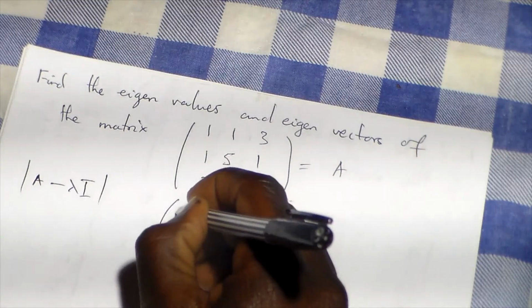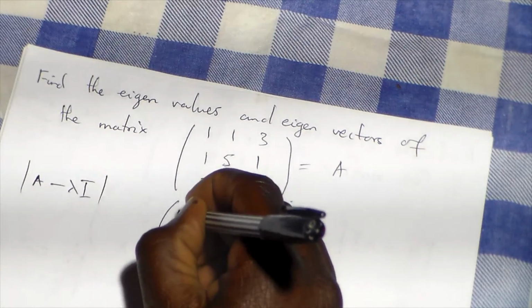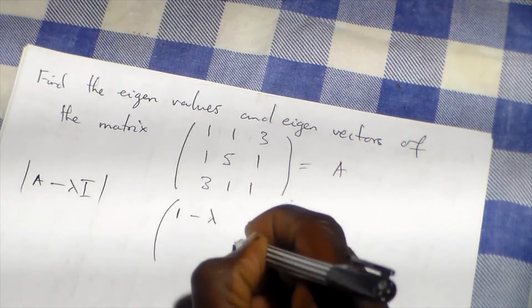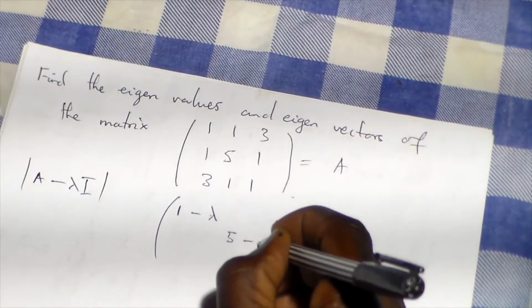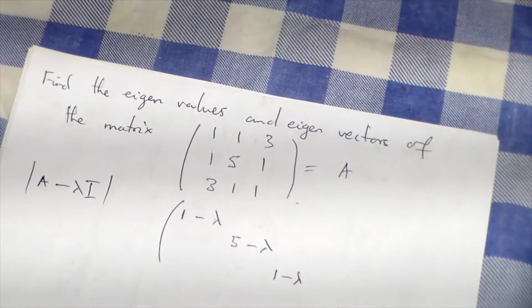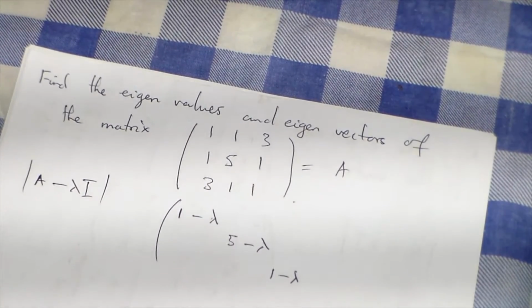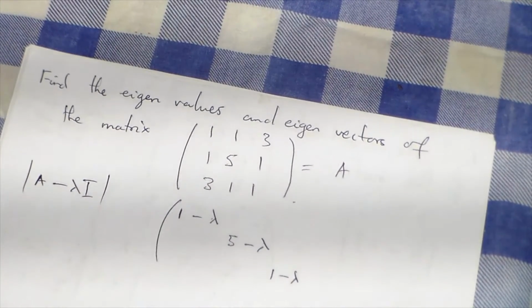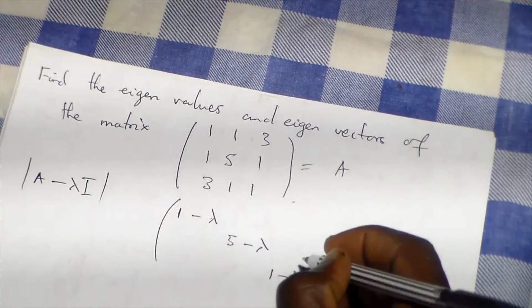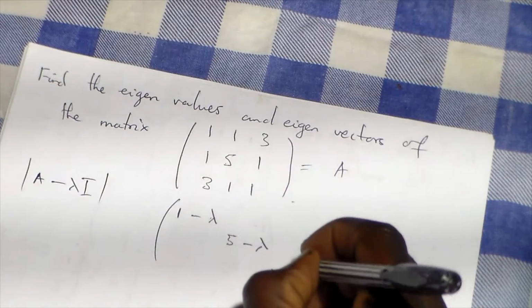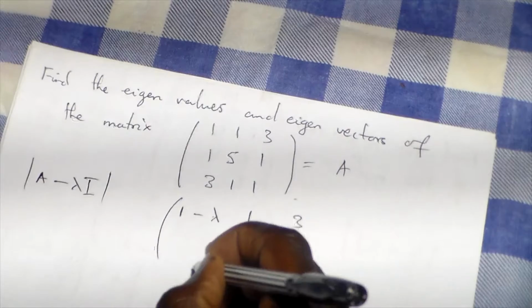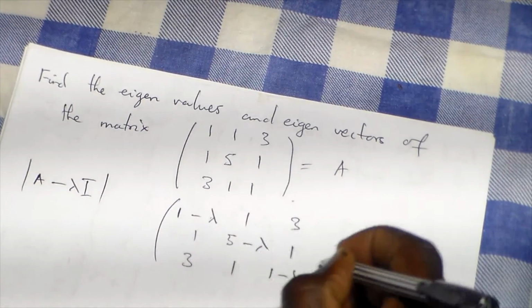So we make use of this equation whereby we say if this is a matrix A, we'll say matrix A minus lambda times the identity matrix. The identity matrix for a 3 by 3 matrix will be having diagonals of 1 1 1. So we're saying here 1 3 1 1 3 1.